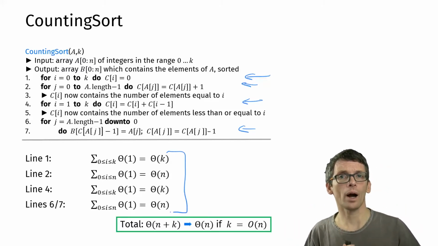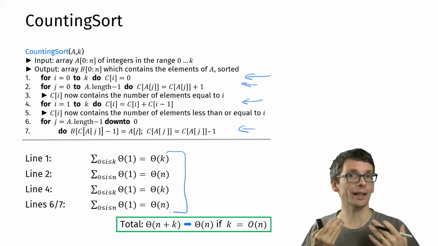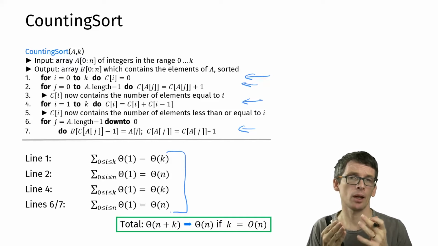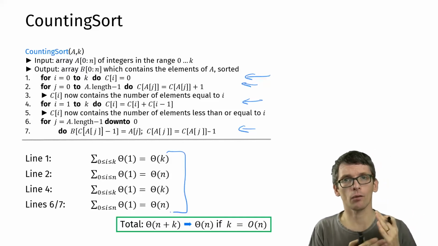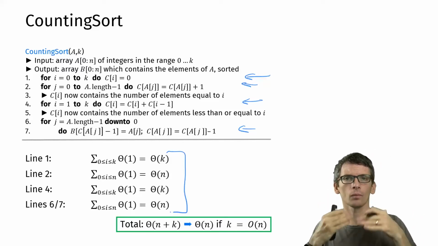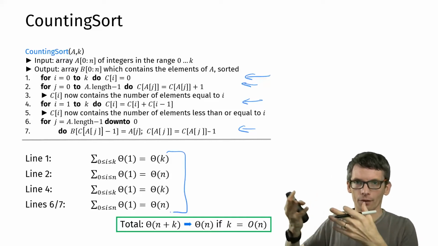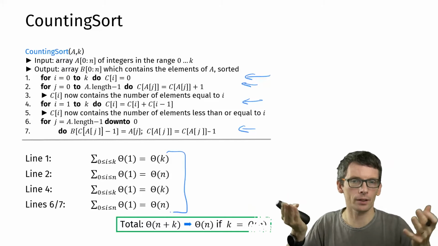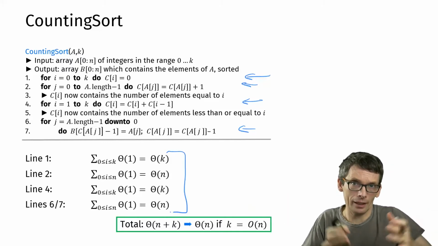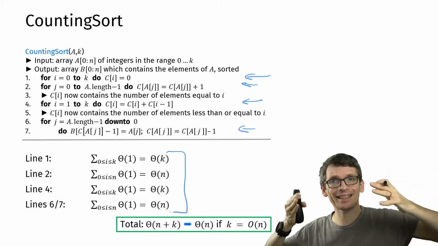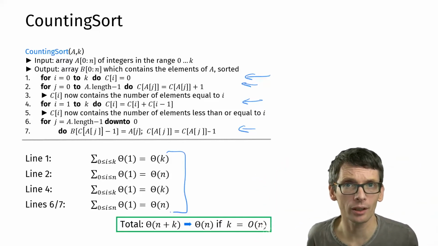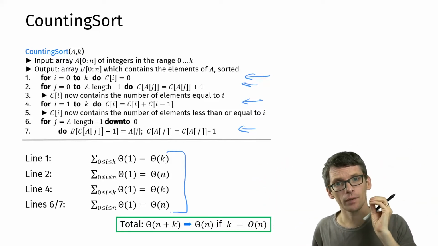So when can we call this a linear time algorithm? We can call this a linear time algorithm if k is of order n. For instance, if k is a constant, like my example with 0 and 1, obviously I get a linear time algorithm. But I can even have larger k's, as long as the size of k is asymptotically not larger than n.